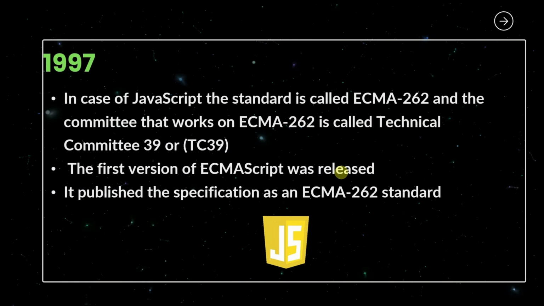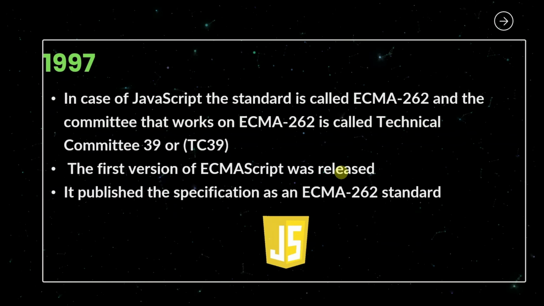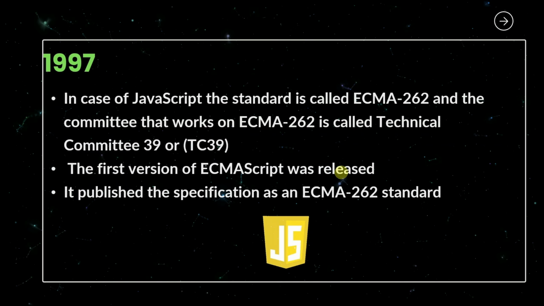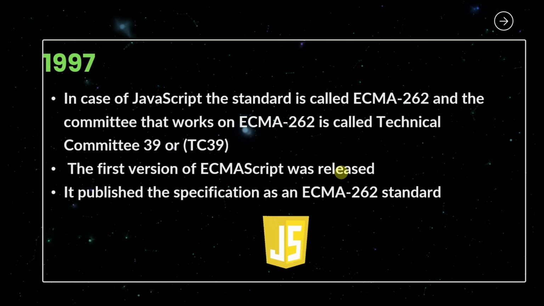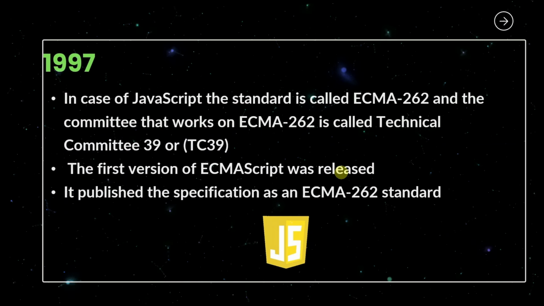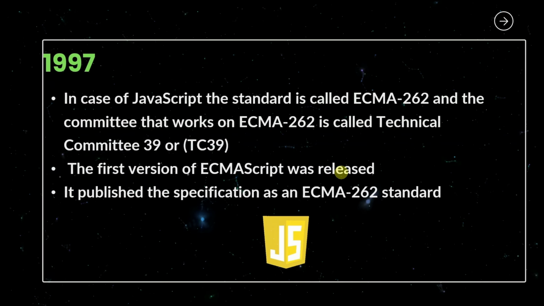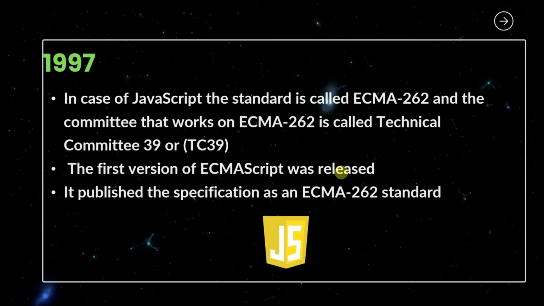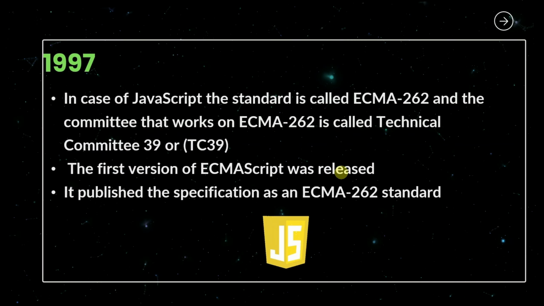So now you have an understanding of why this standard was created. Suppose many developers are working on some feature, they are adding a feature, they are removing a feature, and there is no particular standard which they can follow. That is the reason this standard was created, and the main reason for creating this standard is consistency.